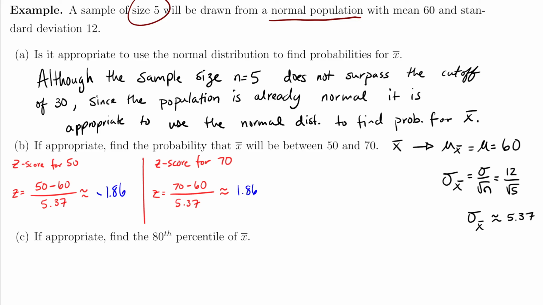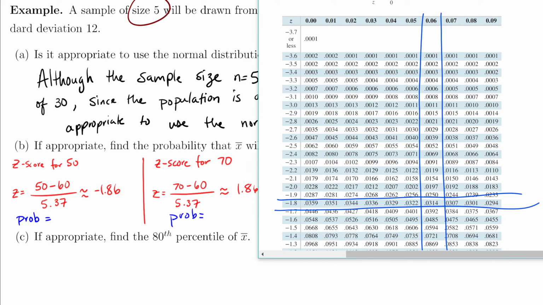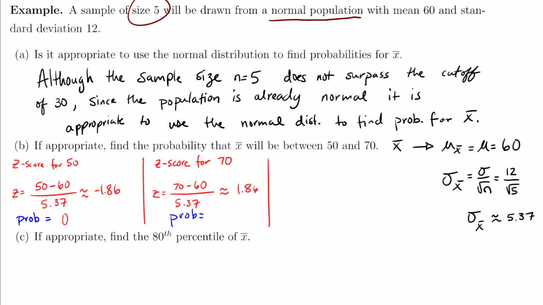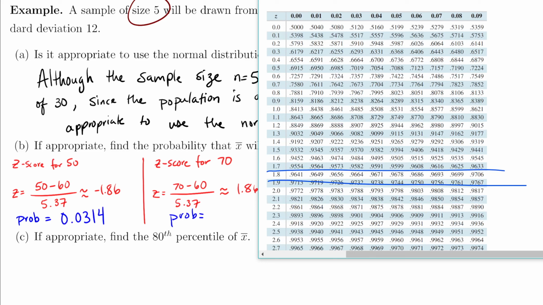And now that I have the z-score, I'm going to go to my cumulative normal distribution chart, and I will identify how much area lies before that in the curve, or equivalently, what's the probability that we have a value less than 50 or less than 70, and we'll record that below. So here for negative 1.86, we look in the chart, and we see that the probability that we have a value before that is 0.0314. And now for positive 1.86, we see the value is 0.9686. We'll record that as well.